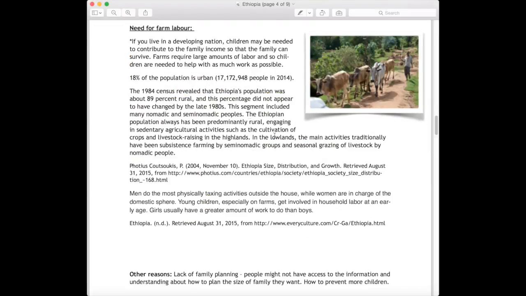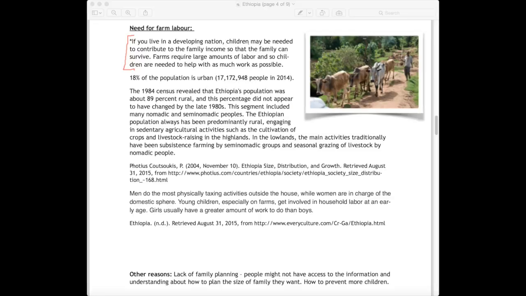Another cause of high rates of population or high rate of births, high birth rates, is a need for farm labor. So our textbook explanation again is up here. Many people living in developing nations, poorer nations, right? Children are needed to contribute to the family income. A lot of these people, to survive, they're going to need their children to contribute to the income of the family.